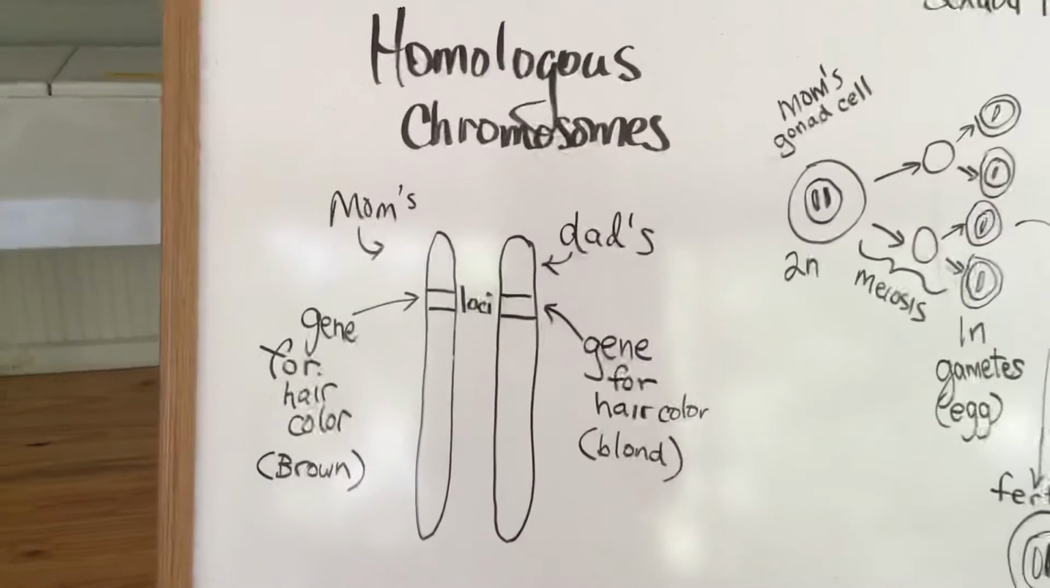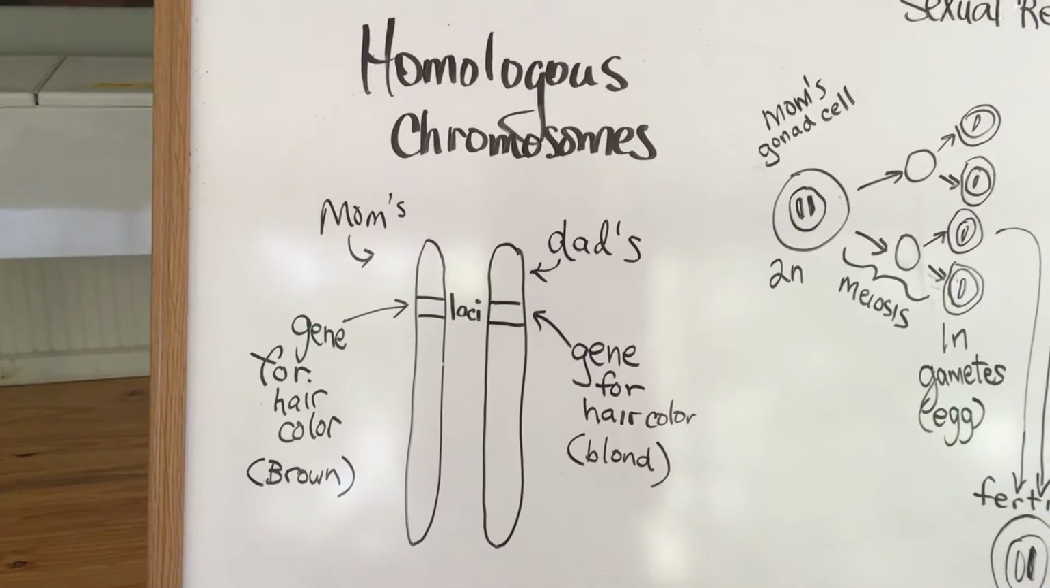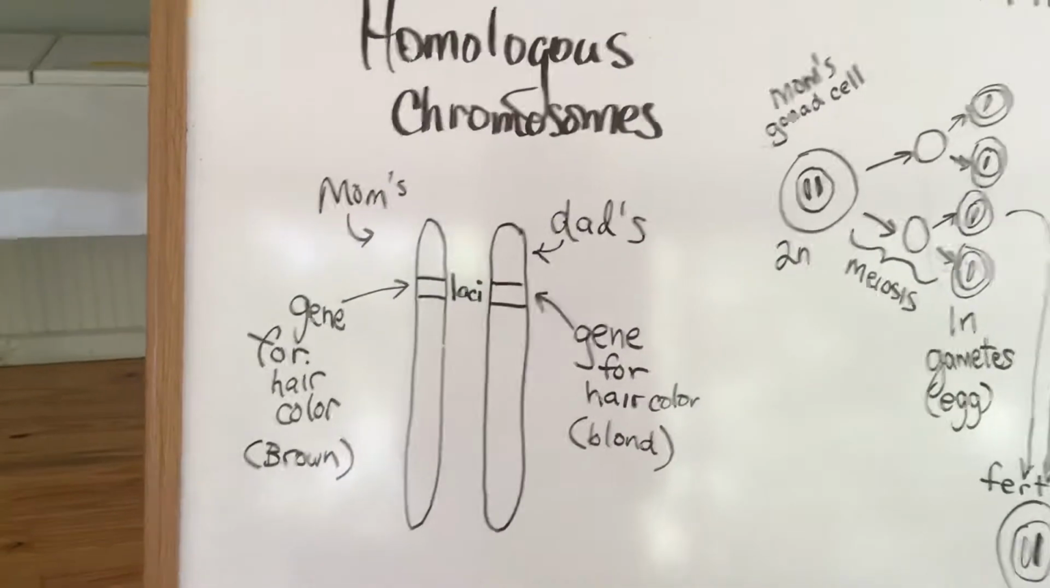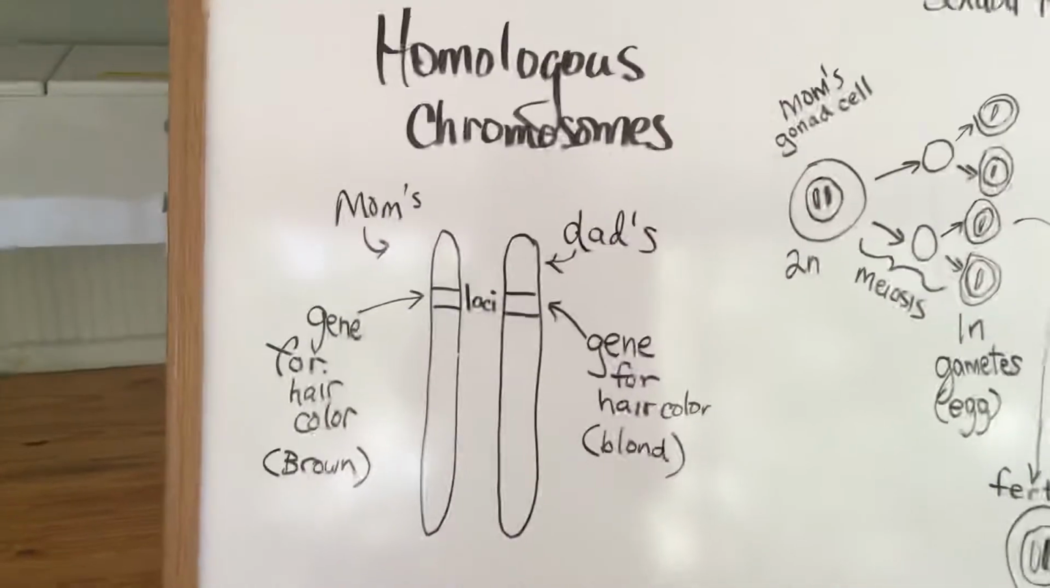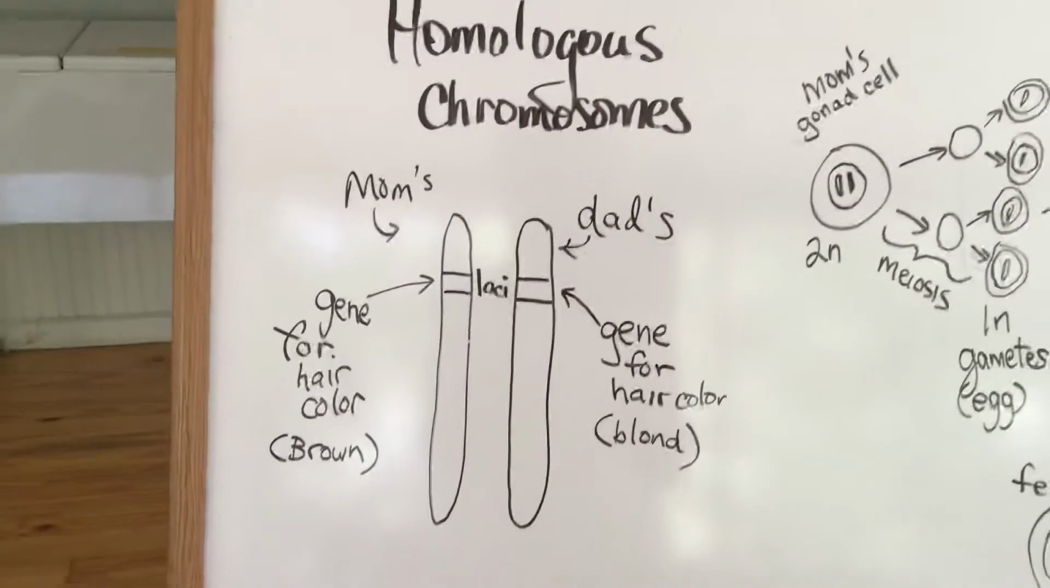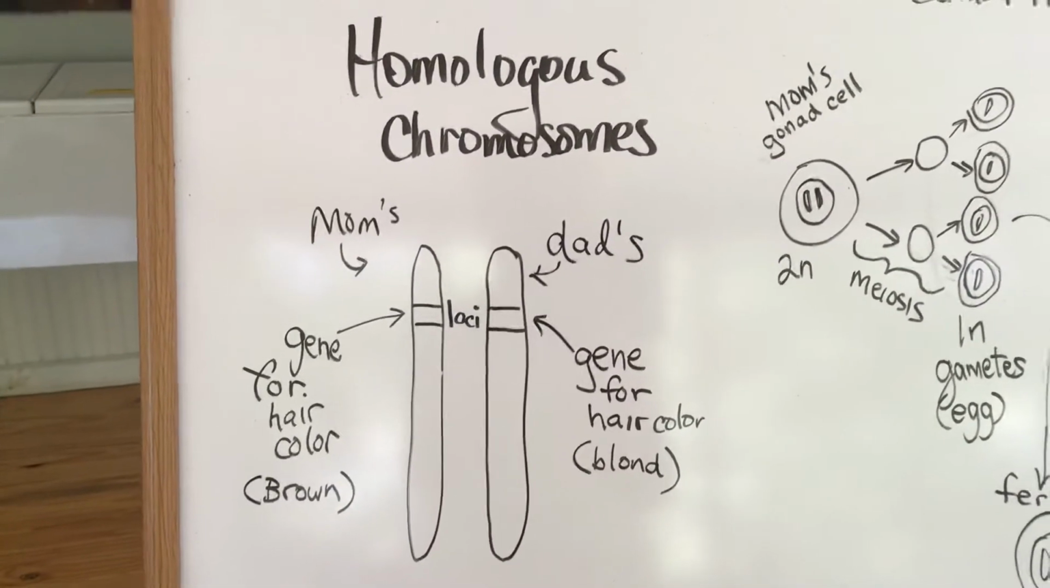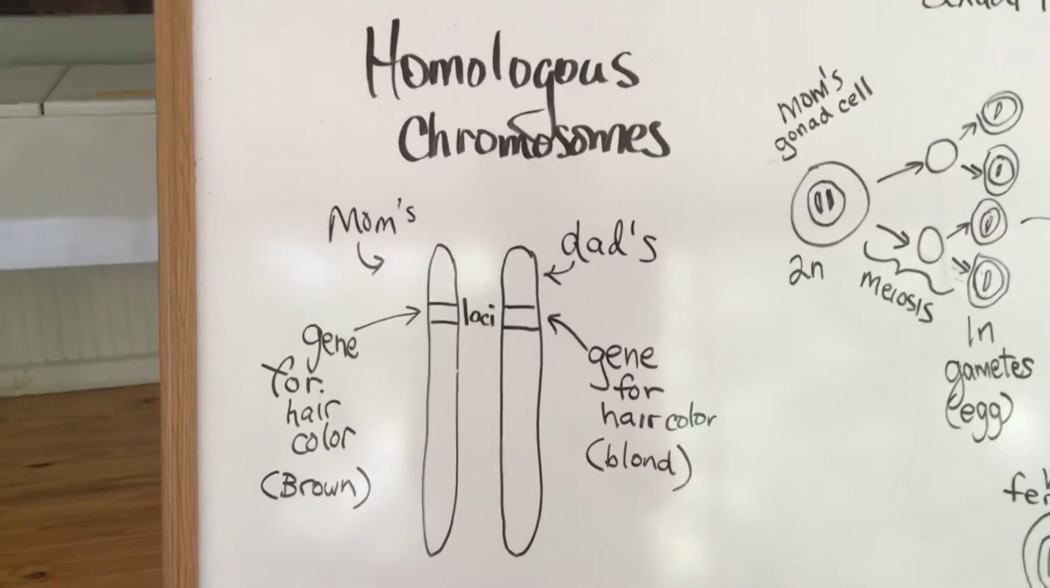Another thing to note is that they are always going to be in the same location, or what they call loci. In other words, mom's chromosome will have a gene for hair color at the same locus as dad's chromosome will have for the same gene.